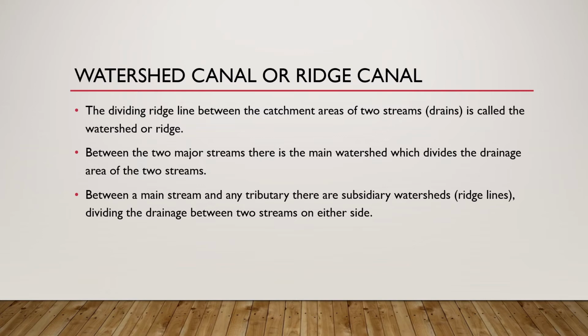These watersheds are where the water flows through to the stream. Actually, these are called the subsidiary watersheds or ridge lines. Fine.